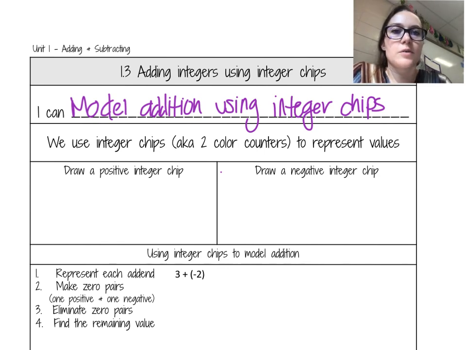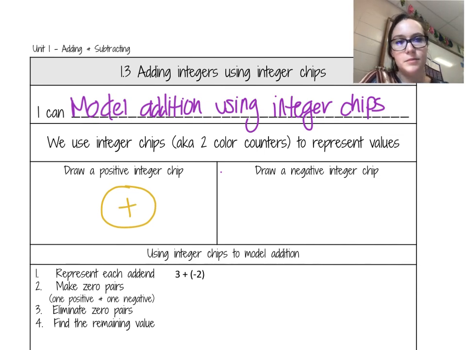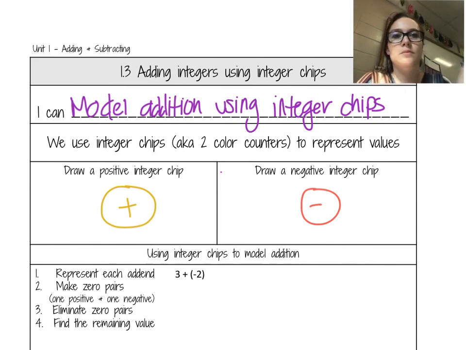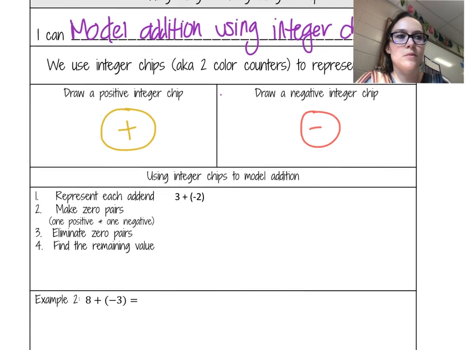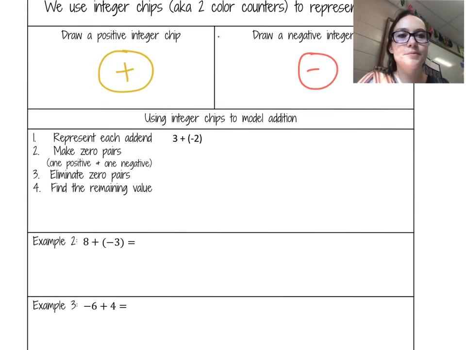So here's my yellow. So a positive integer chip is going to be a circle with a plus inside of it. So plus is for positive. Then a negative integer chip is a circle with a negative symbol inside of it. So we'll leave them up there.